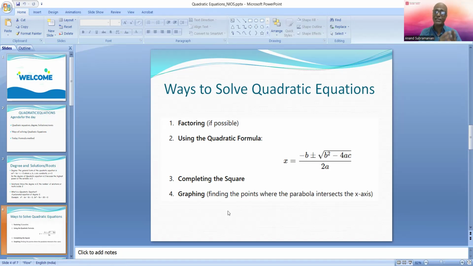One solution will be minus b plus square root of b squared minus 4ac by 2a. Another solution will be minus b minus square root of b squared minus 4ac by 2a. Right? So this is the other. So you call it as plus or minus. That's it. So that is very simple.